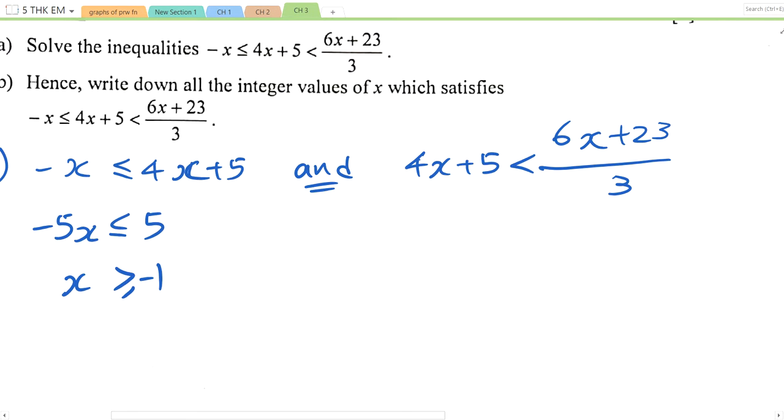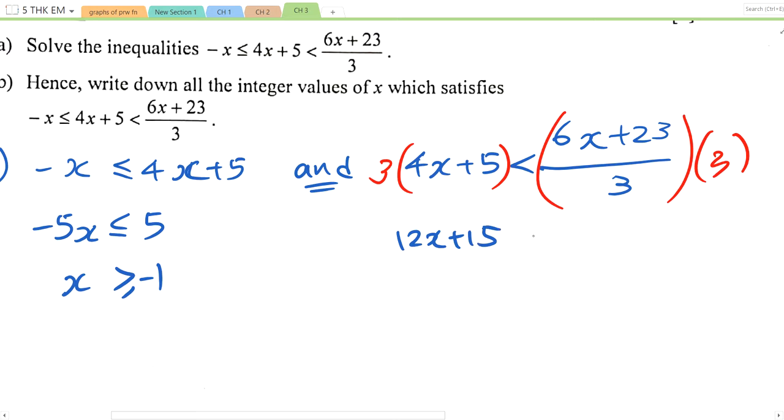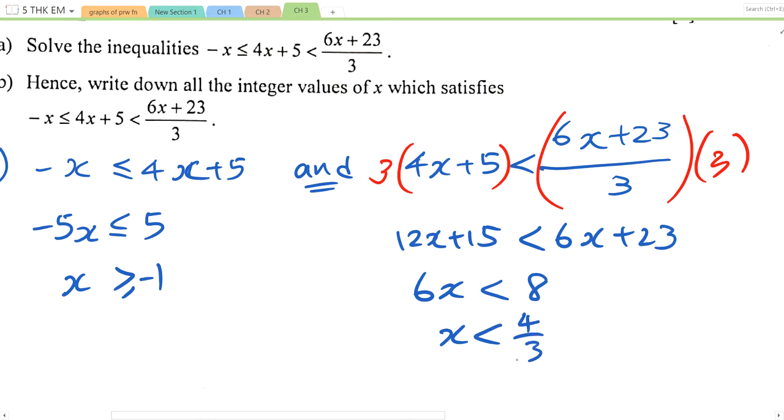Okay, next. Over here, what do we do? I don't like this 3 over here. What should I do? Times what? So you mean this one here times 3, is it? Then on the right hand side, also multiply by 3. Can we do that? Will the sign change? Why not? Because we are multiplying by a positive number. So no change. Okay, so we get 12x plus 15 less than 6x plus 23. So 6x is less than 8. X is less than 4 over 3.